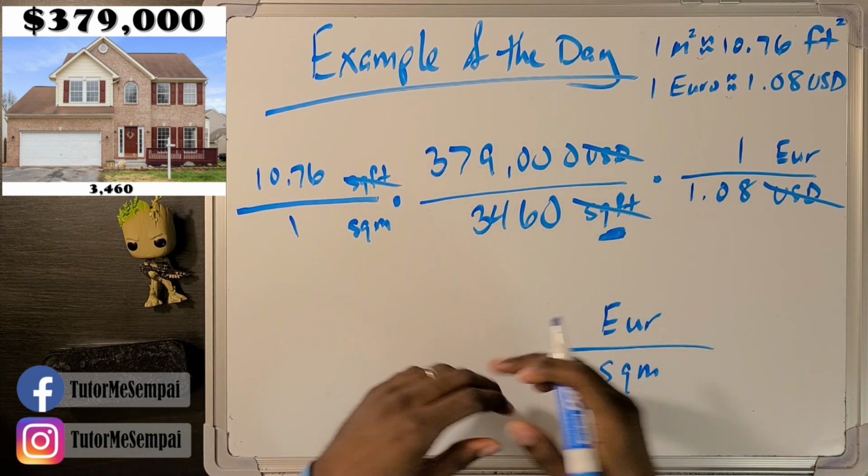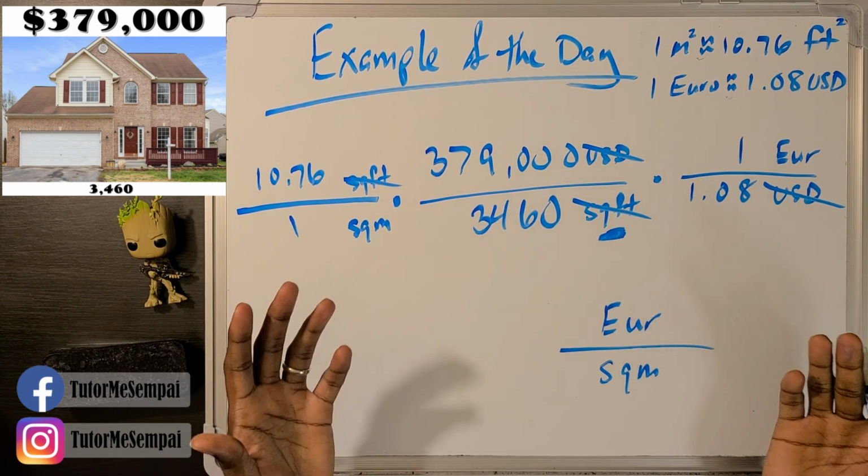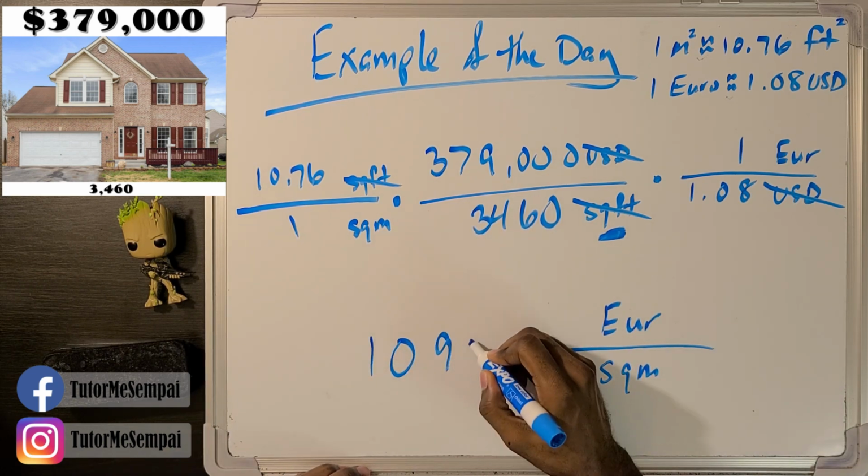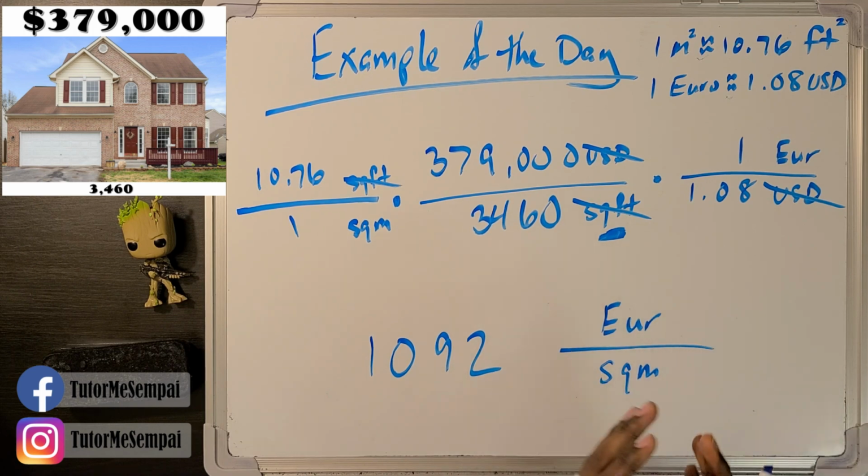Now you can easily throw all of this into your calculator, and if you did, you would get roughly 1,092 euro per square meter. So I hope you're able to follow along with this example, and I hope you see that converting your rates to other rates doesn't have to be terribly difficult. As long as you understand your basics, you can move on to converting one rate into another rate step by step.